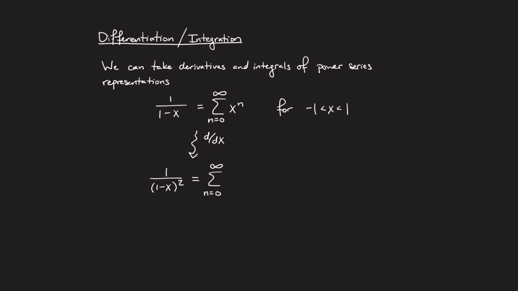Remember, we're differentiating with respect to x, so we treat the n's just like constants. So this is just like differentiating a polynomial. We bring down the exponent, and then lower the exponent by 1.